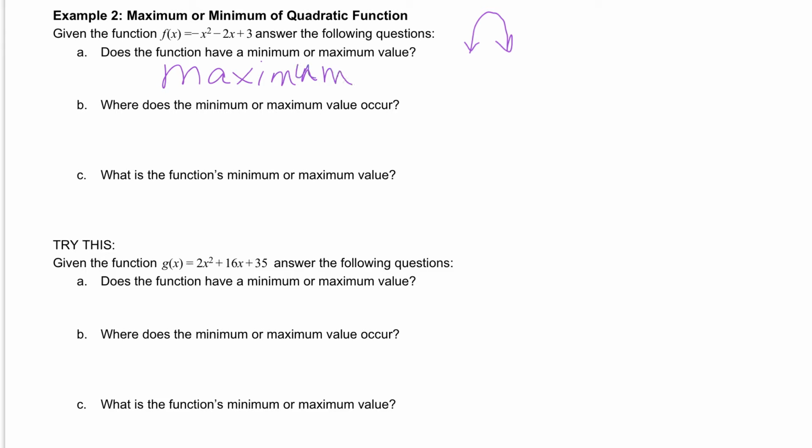And then for letter B, it says where does the minimum or maximum value occur? And where it occurs is going to be the x value. So we can make a little note here. So if you read back at this, it is the x value of the function or of the vertex.